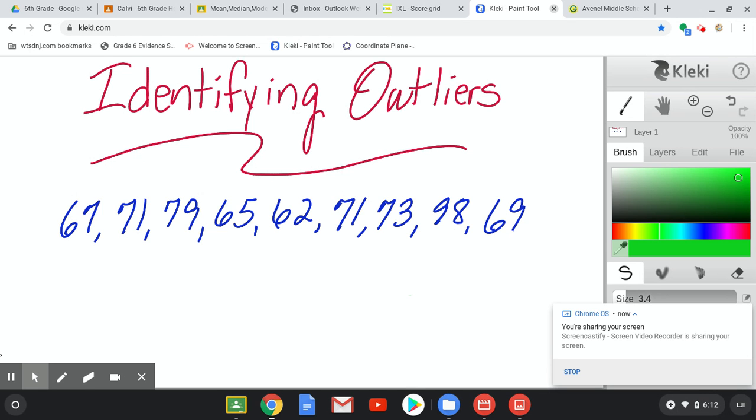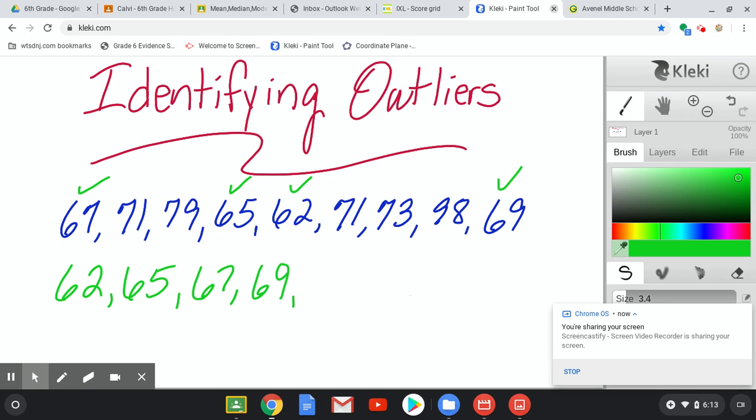I have a data set here. It looks like my smallest number is 62. And remember, always put your check mark so you know you've used it. Then I have a 65. Then a 67. And a 69. And then I have a 71. Looks like I have another 71. I have a 73, a 79, and then a 98, it looks like.